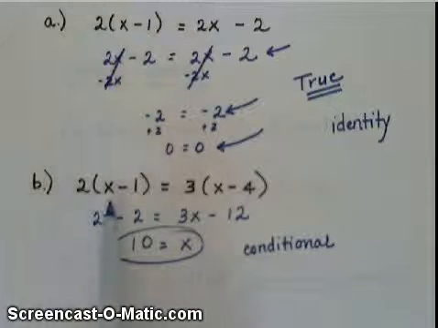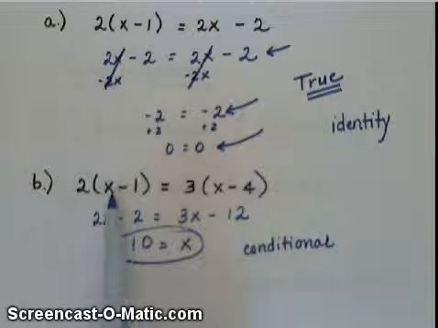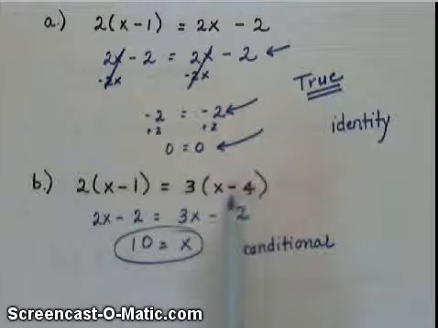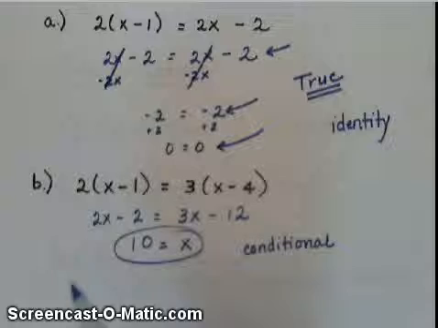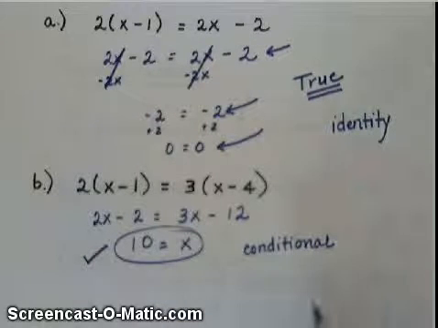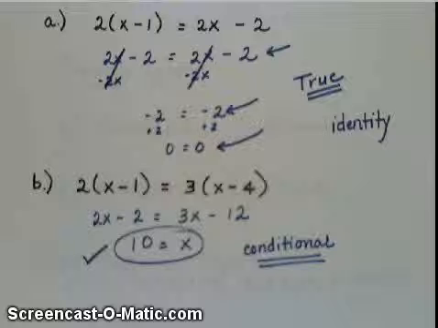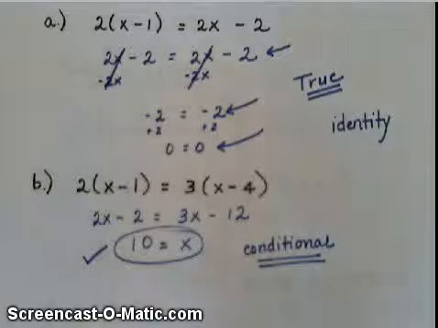Now let's put it in and check. 10 minus 1 is 9. 2 times 9 is 18. 10 minus 4 is 6. 3 times 6 is 18. 18 equals 18. This is the correct solution. This is true if this condition is met that x is equal to 10. That's the only time this statement is true.